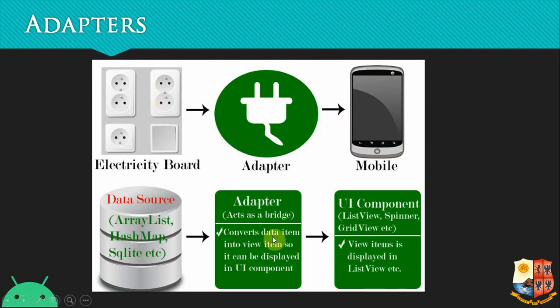What about in Android then? The adapter again acts as a bridge. Please remember this. The data source can be an array list, which is what I did in the last class. In the next class, I'm going to use a hash map. Towards the end, we'll be using SQLite. But either way, for the data source, how would you like to display it in the UI, like list view or grid view? You do it using an adapter. It acts as a bridge. It converts the data item into a view item so that it can be displayed in the UI component. The view items are displayed in the list view, or whatever view you want to show them in. This is the adapters concept, guys. I hope this is clear to you.